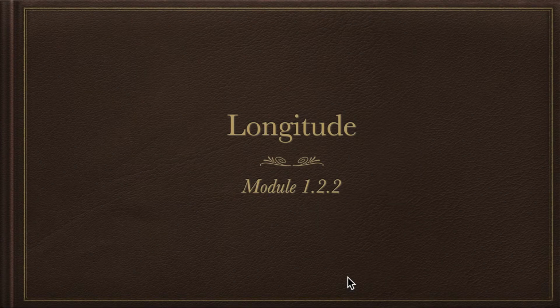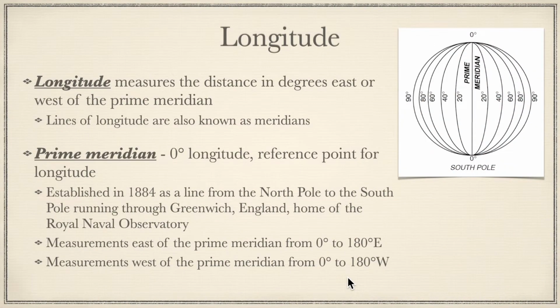Longitude. So longitude measures the distance in degrees east or west of the prime meridian. Lines of longitude are also known as meridians. Now, the prime meridian is located at 0 degrees longitude, and that is a reference point for longitude.